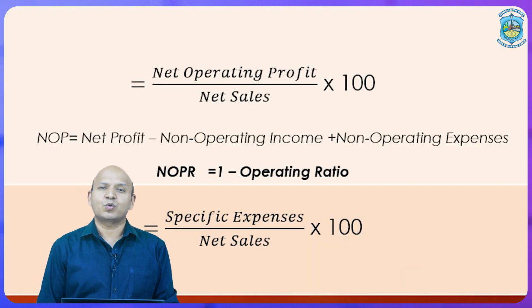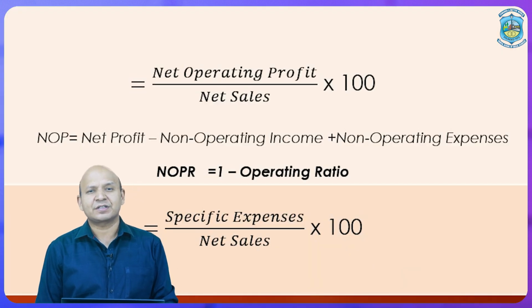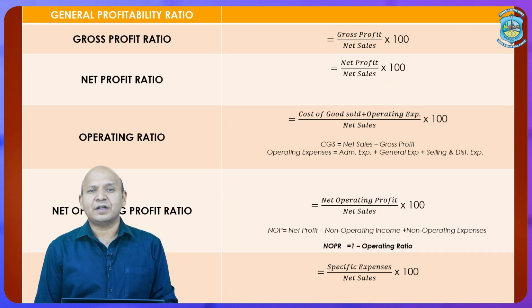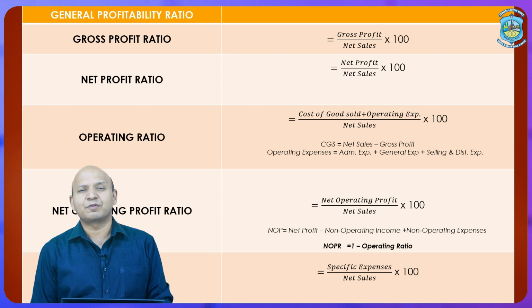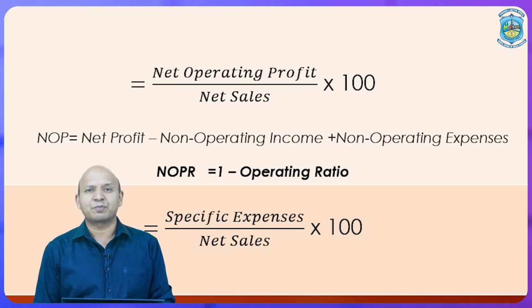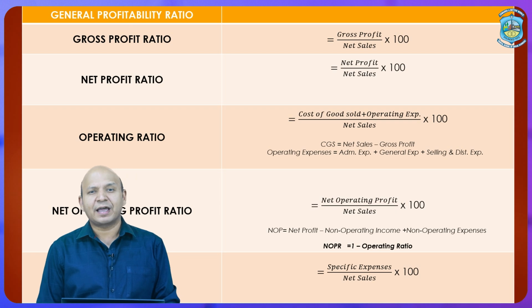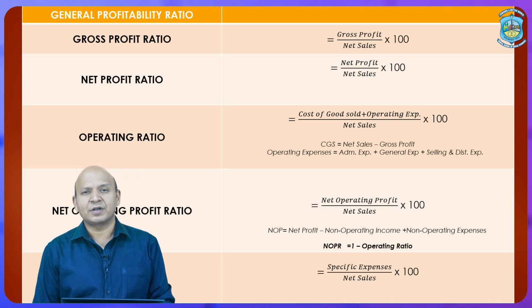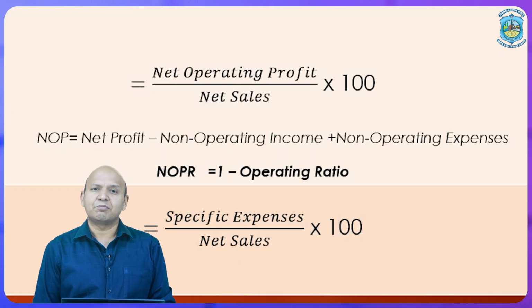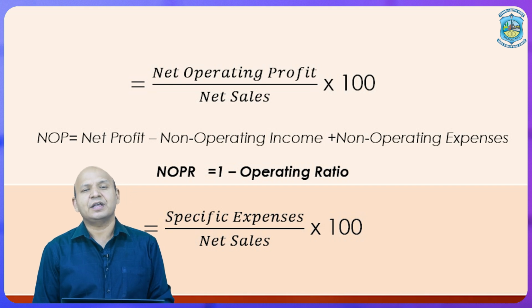The formula for calculating net operating profit ratio is net operating profit divided by net sales multiplied by 100. Net operating profit can be calculated with the help of the following formula, that is net profit minus non-operating incomes plus non-operating expenses. Net operating profit ratio can also be calculated with the help of another formula, that is 1 minus operating ratio is equal to net operating profit ratio.